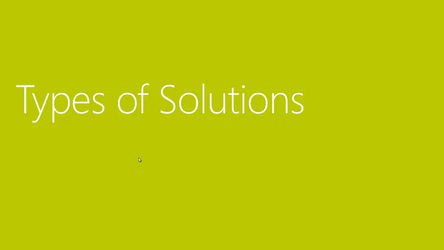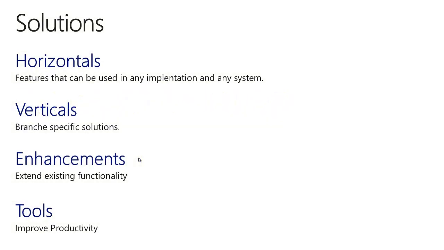The design you will choose for your solution will highly depend on the type of solution you are creating. In this video, we will divide solutions in Microsoft Dynamics NAV into 4 categories. The first category are horizontal solutions. This is a feature that does not exist in NAV yet and can be applied across the application. The counterpart is vertical solutions, which enables Microsoft Dynamics NAV to be used in a specific type of company. Other types of solutions are enhancements and tools.